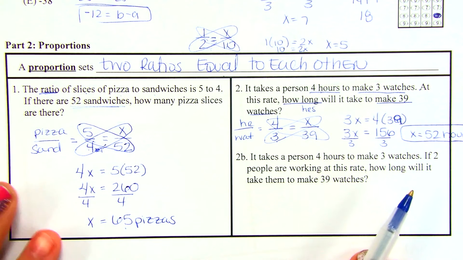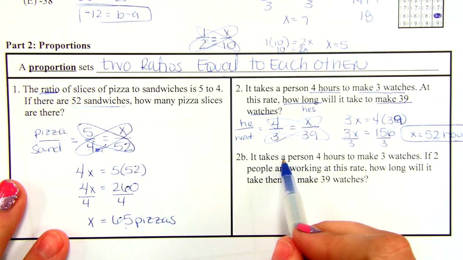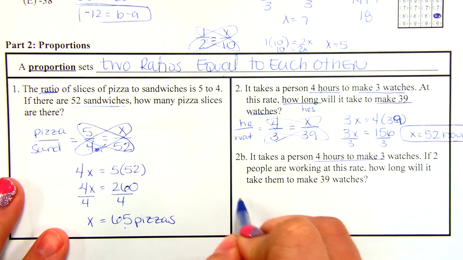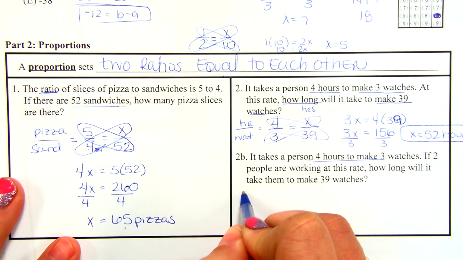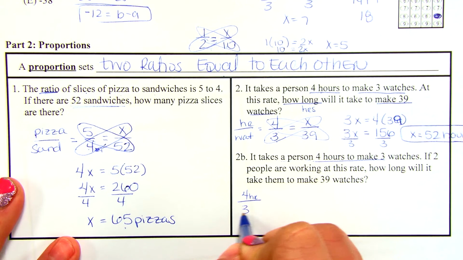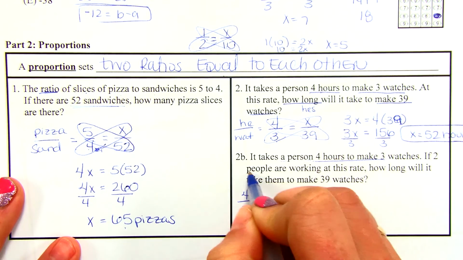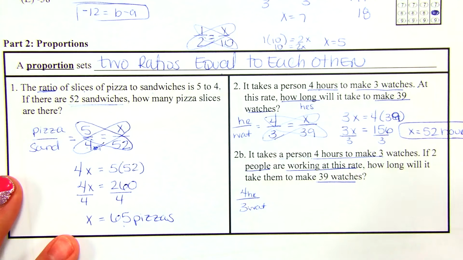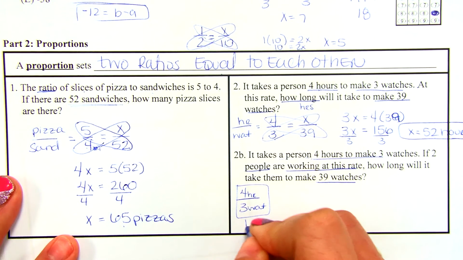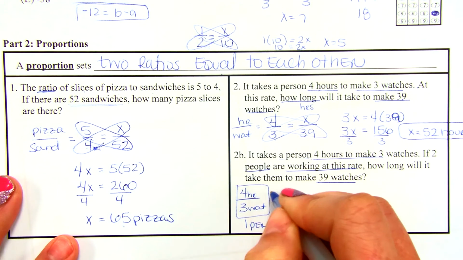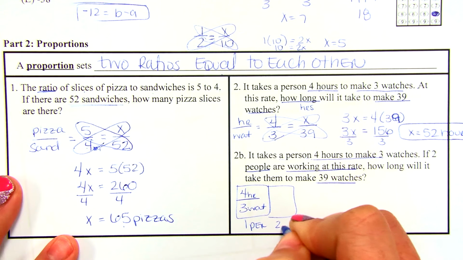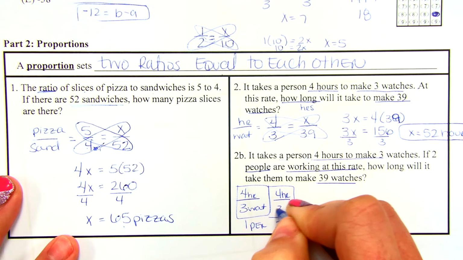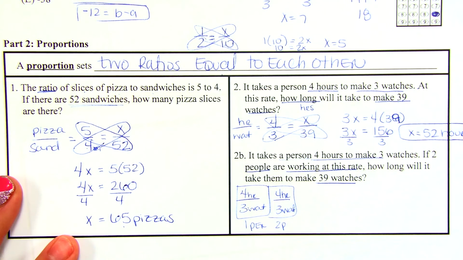All right, so question 2b. It takes one person 4 hours to make 3 watches. If 2 people are working at the same rate, how long will it take them to make 39 watches? So this is one person. Now there are actually 2 people, right? So another person is also going to finish 3 watches in 4 hours.